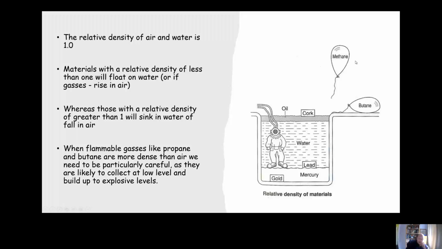And you can also see the same thing happening in air. We know butane's got a relative density of 2, so it's heavier than air. If you put that in a balloon, it would sink in air. And methane is a bit lighter than air, so if you put that in a balloon, it would float.